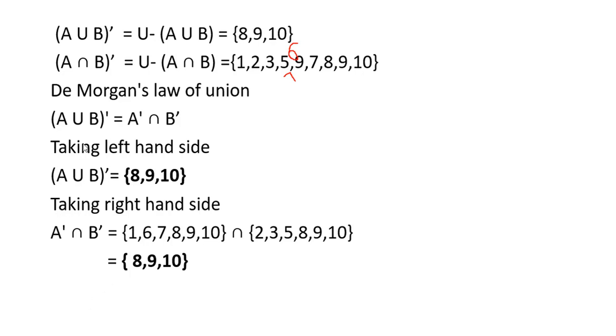Now you can see that the answer for (A union B) whole complement and the answer for A complement intersection B complement are both the same. So we can say that De Morgan's law of union is proved.